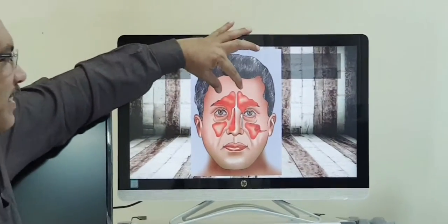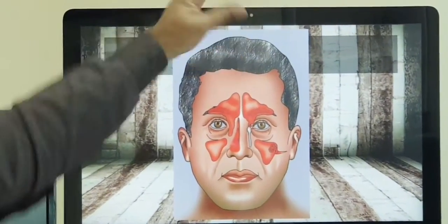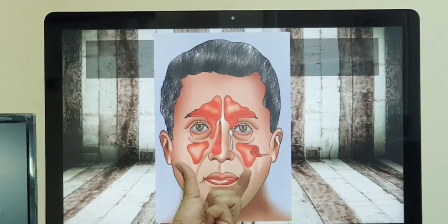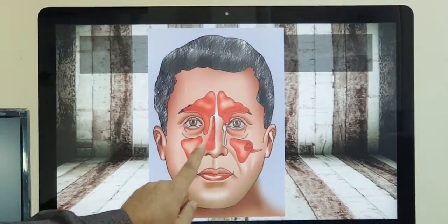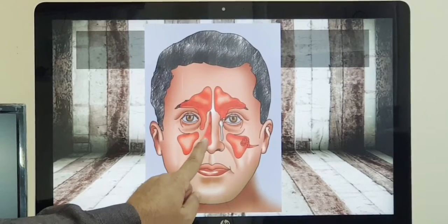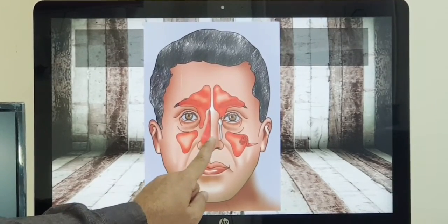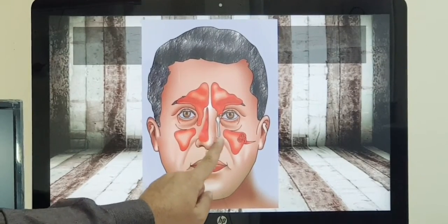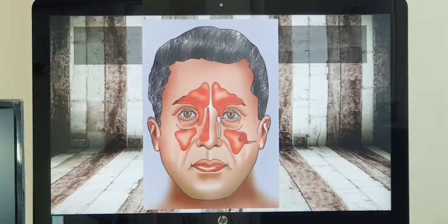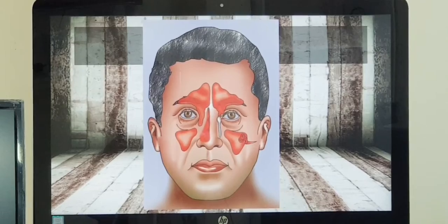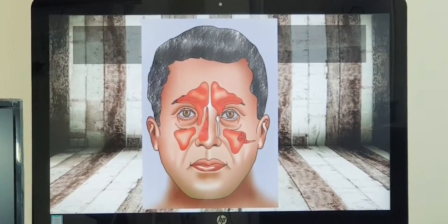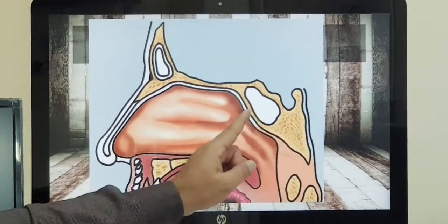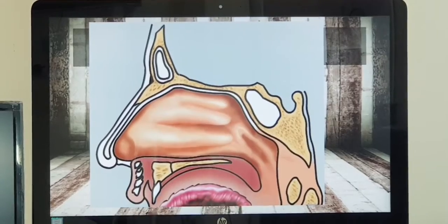This is the first set, which is a frontal sinus. This is the second pair, which is a maxillary sinus, and the third pair, which you see here, that is near the eyes. I am supposed to draw one more here. I have drawn only one. So, you have one more here. The third one is the ethmoid sinus or ethmoid air cells. And the last pair, which is seen way behind the nose, is called the sphenoid sinus.